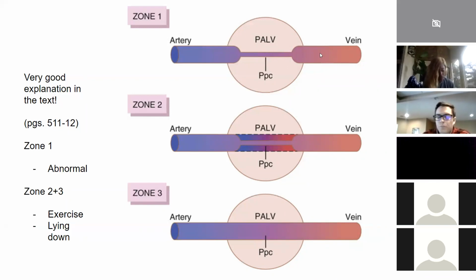So while you need the positive pressure therapy to provide the air, there's also this drawback to snapping the lungs shut, if that makes sense. So zone 1 is an abnormal situation. Zone 2 and 3 happen in the lungs.